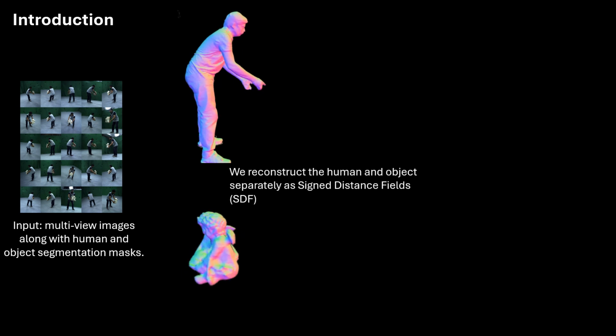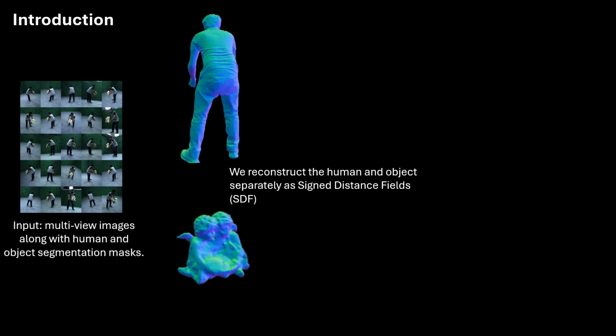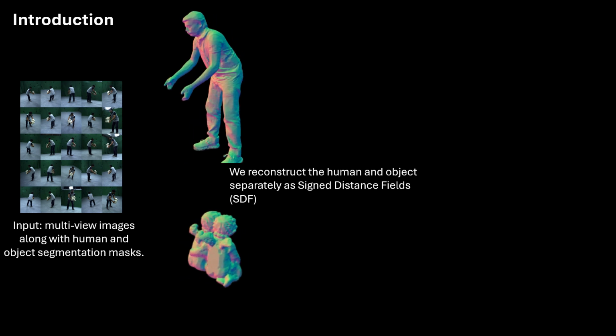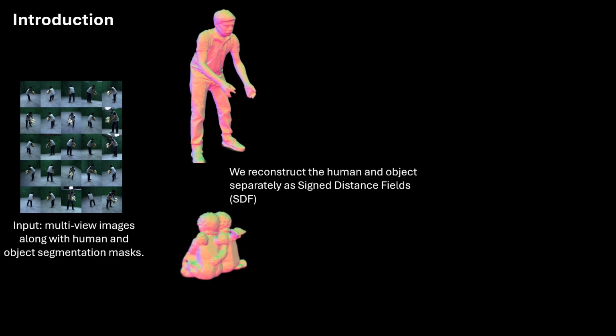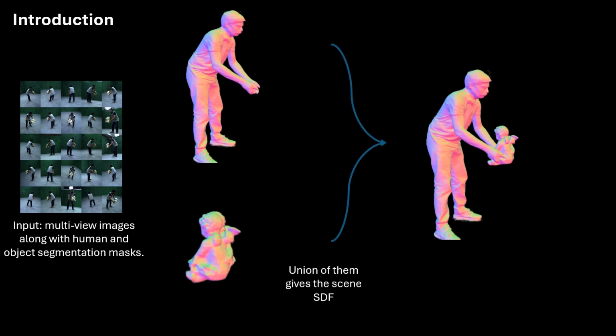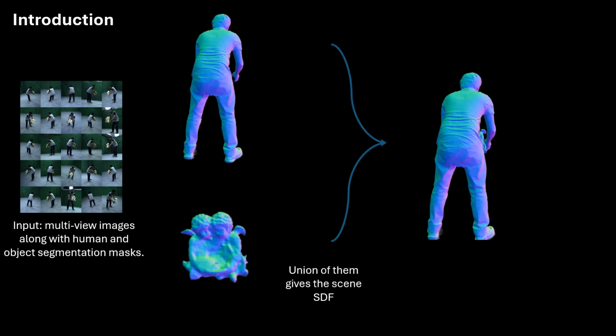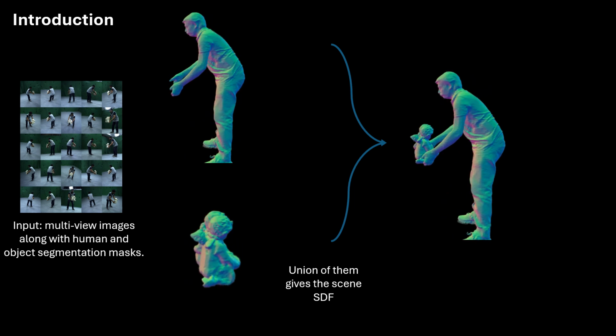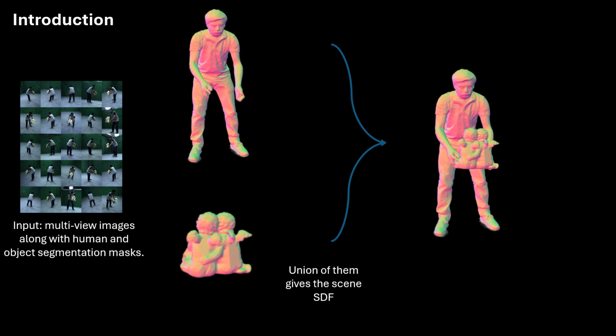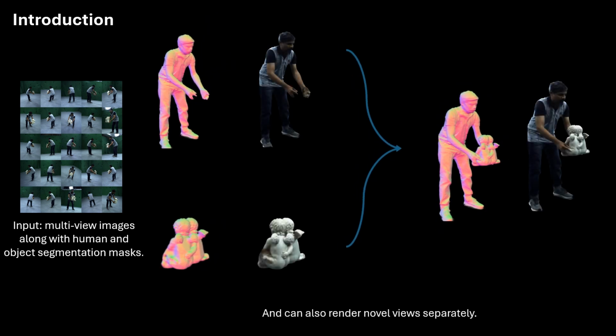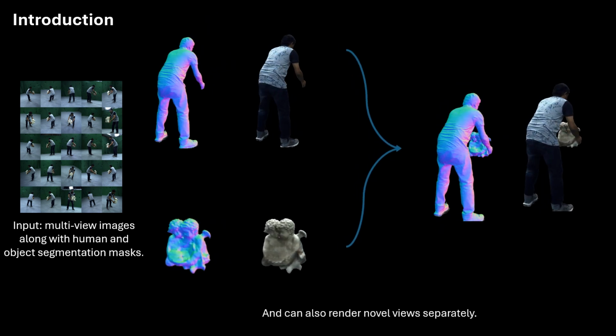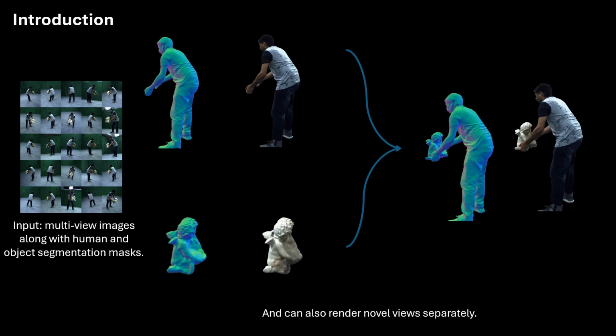So we present a method to reconstruct segmented objects, using calibrated multiview images, taking the human-object interaction as the example. We reconstruct the human and object separately as two signed distance fields. Union of these two signed distance fields gives the overall scene signed distance field. Since we also learn the associated radiance field, we can also render novel views separately.